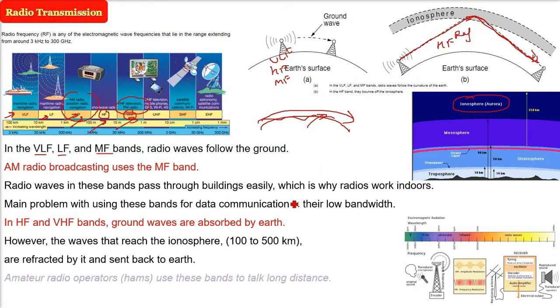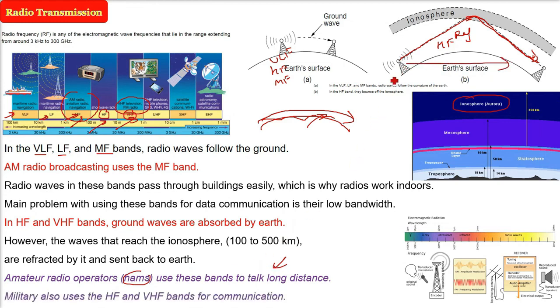For example, hams, amateur radio operators, you might know about them, use this band to talk over large, long distances, just because the ionosphere is there. And also we have HF and VHF. These bands are normally used by the military for communication. If you're going into the field or into the military, you must know, or you should know, HF and VHF.